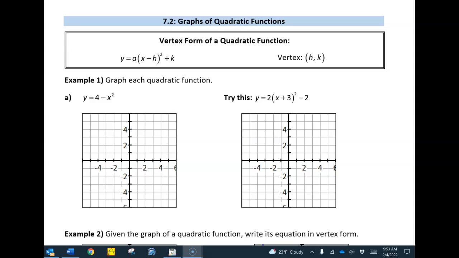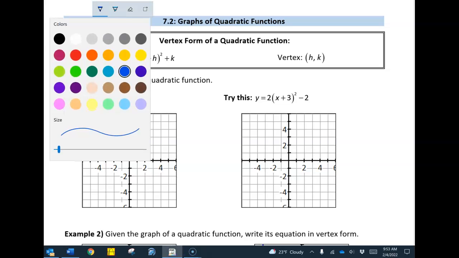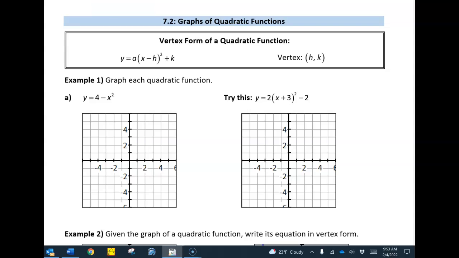In this lesson, we're going to review all of the forms of the equation of a quadratic function. I'm going to start with the most familiar one, which should be the vertex form. Vertex form is y equals a times x minus h squared plus k. And in the vertex form, the vertex is h comma k.